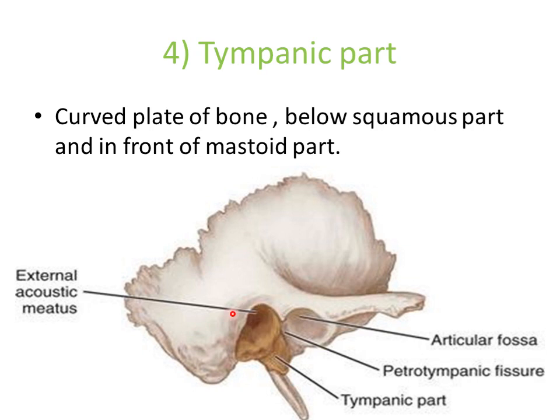The part where it joins the squamous part is called the squamo-tympanic fissure, and where it joins the mastoid part is called the tympanomastoid fissure. There is a nerve called the auricular branch of vagus which emerges through the tympanomastoid fissure.